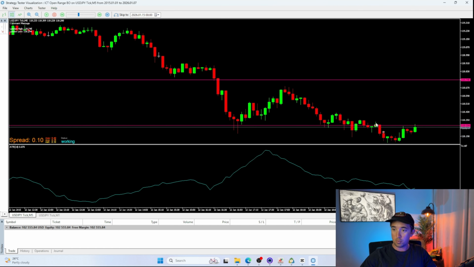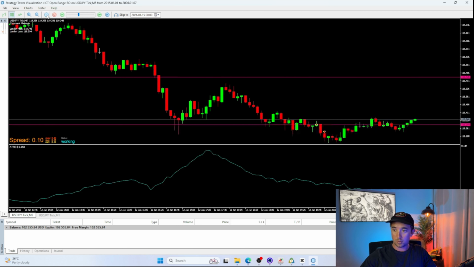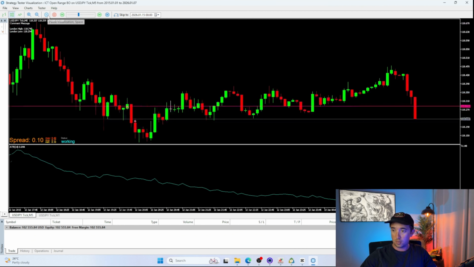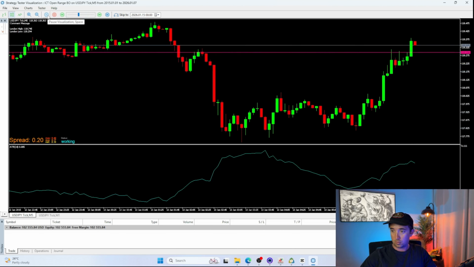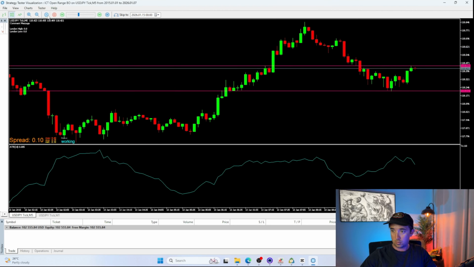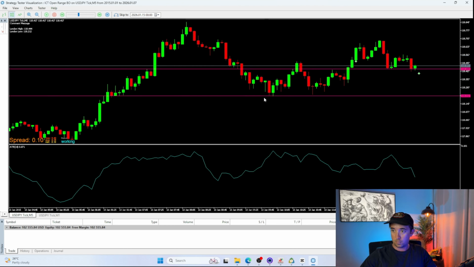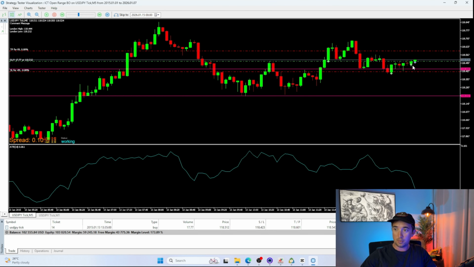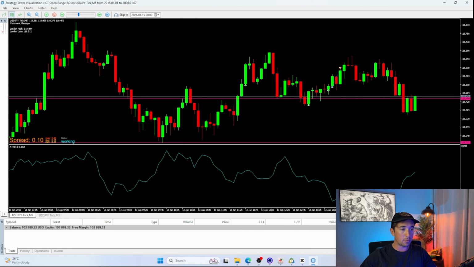We break out, we break back up above. But because we only have 1 trade per day, we break out above, we break down below that London line again, we close above for an entry right here, and we hit take profit on that one also.